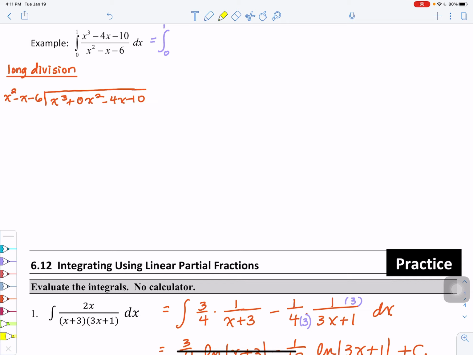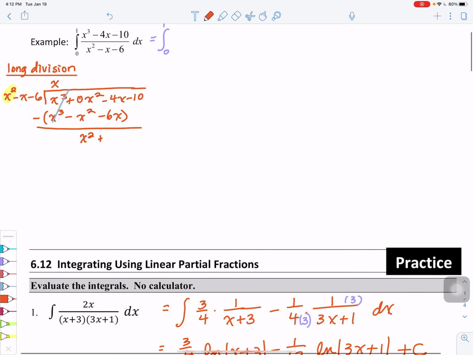Remember, we're going to focus on that x squared, and of course we will choose x. So that would be x cubed minus x squared minus 6x. Don't forget we're subtracting everything. And what we end up with, and of course we planned that, is 0 plus 1, which would be x squared. Negative 4 plus 6 would be a plus 2x. And then of course we'll bring down that minus 10.